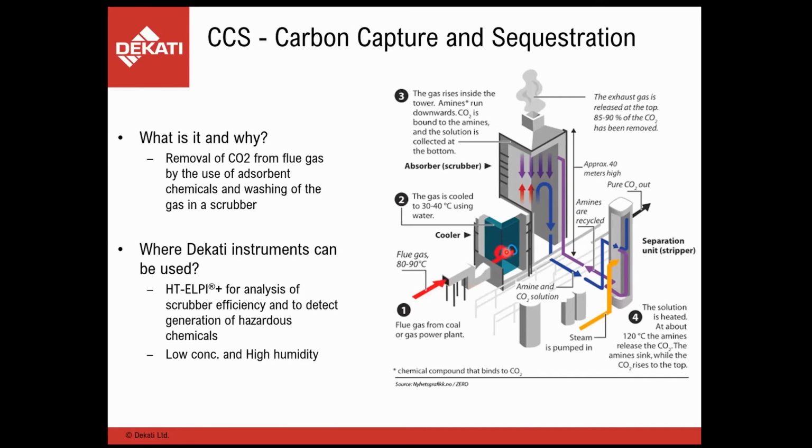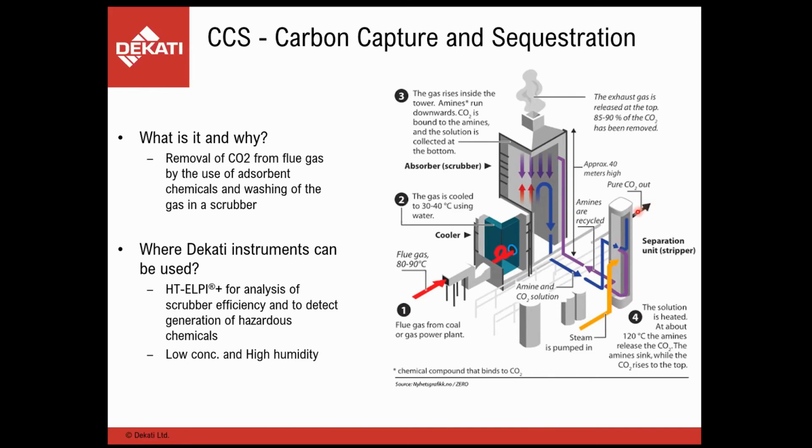It's cooled down to a very low temperature using water, and then run into an absorber or a scrubber, where the gas is scrubbed with amines, as an example. Different chemicals can be used. So the CO2 is bound to the amines, and then is dropping down in a liquid form, and it goes into a separation unit where the amines and CO2 are reheated, and the CO2 is released and can be captured out of the process.